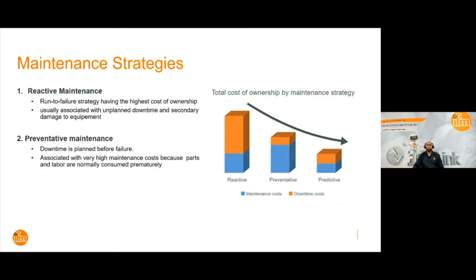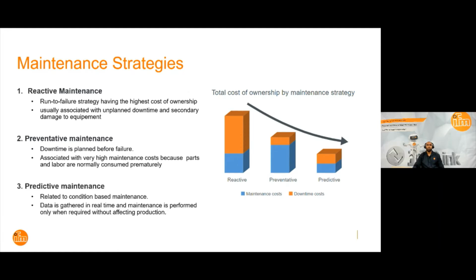The next type of strategy is a preventative maintenance strategy. This is where downtime is planned before failure. It's associated with very high maintenance costs because parts and labor are normally consumed prematurely. Over maintaining something sometimes can actually shorten the lifespan of the equipment, and it's also prone to incorrect fitment.